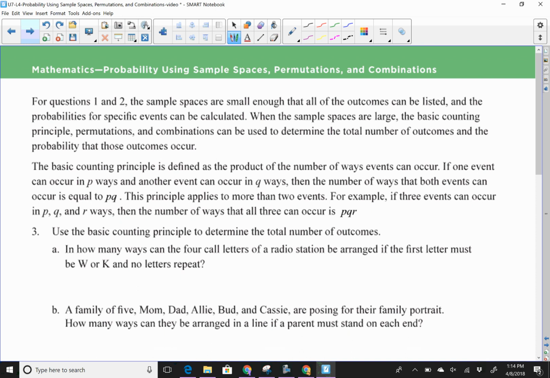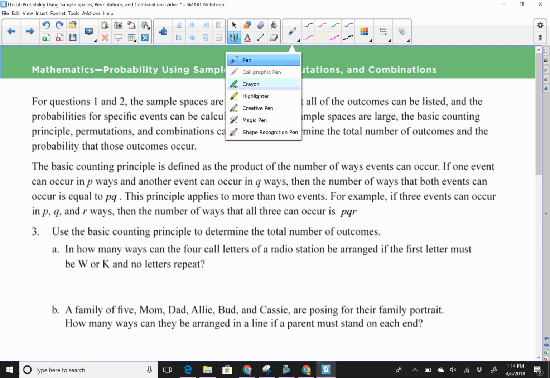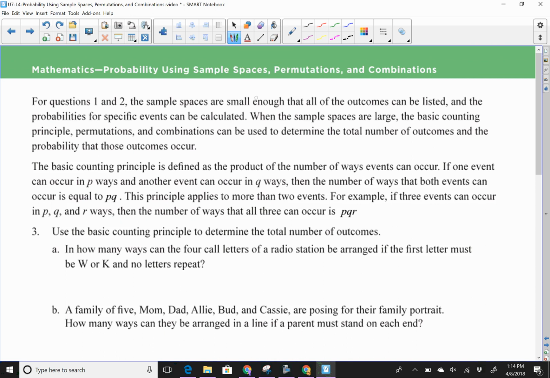All right, so now the thing that we have to keep in mind is sometimes our sample spaces are really large. What we just did is we wrote out all the possibilities, but sometimes those sample spaces are so large that it's not feasible to write them all out. So we use 3 different ways of figuring out what that sample space is. One is a basic counting principle, one is with permutations, and one is with combinations.